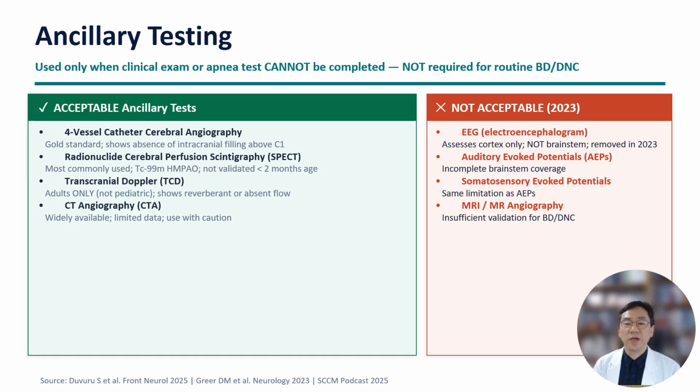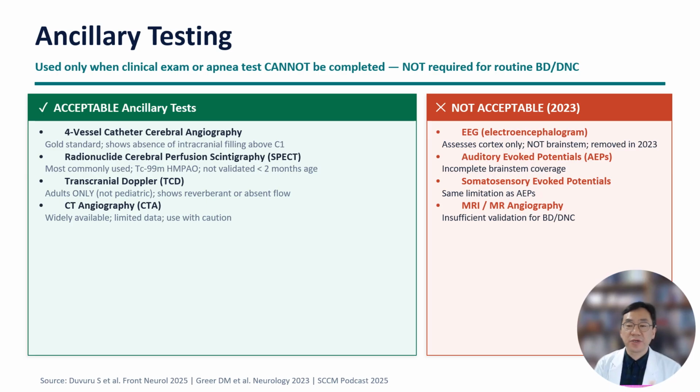So, what's acceptable? The gold standard is a 4-vessel catheter cerebral angiography. It directly shows you that there's no intracranial blood flow above the C1, highly definitive. Next, radionuclide cerebral perfusion scintigraphy, SPECT scanning with technetium-99m HMPAO. This is the most commonly used ancillary test in practice. Important caveat: it has not been validated in kids under 2 months of age.